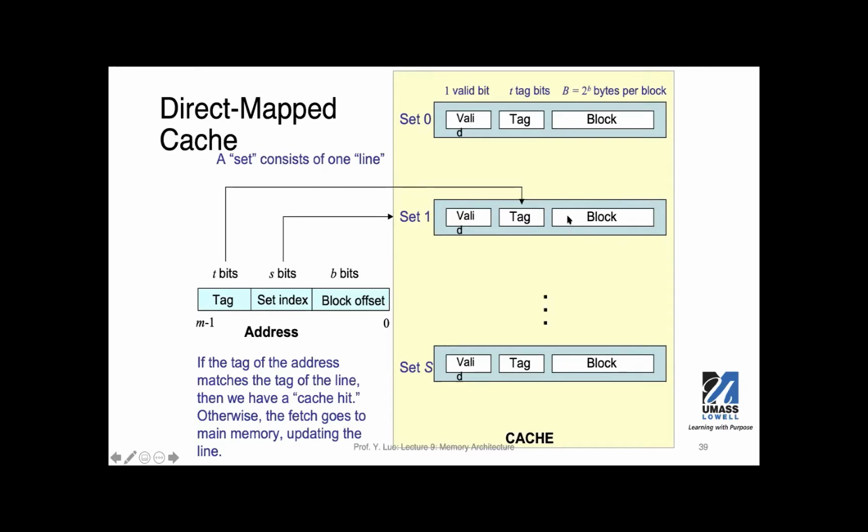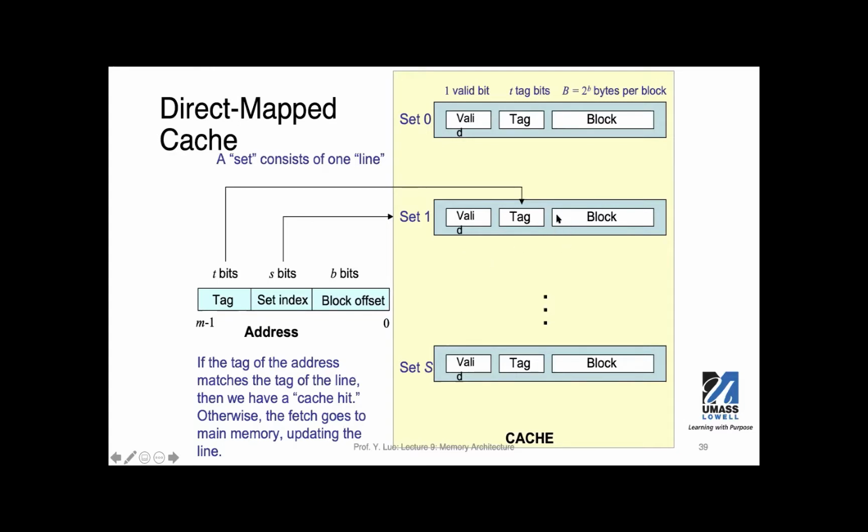Do we know if the data we're looking for is here or not? It might be there, but it might not. The only way we can tell is to compare the tag that's stored as a part of the data block with the remaining upper 16 bits from the address. If this tag matches this tag, then we say we have a cache hit. That really means that the data block we're trying to access using this address is here.